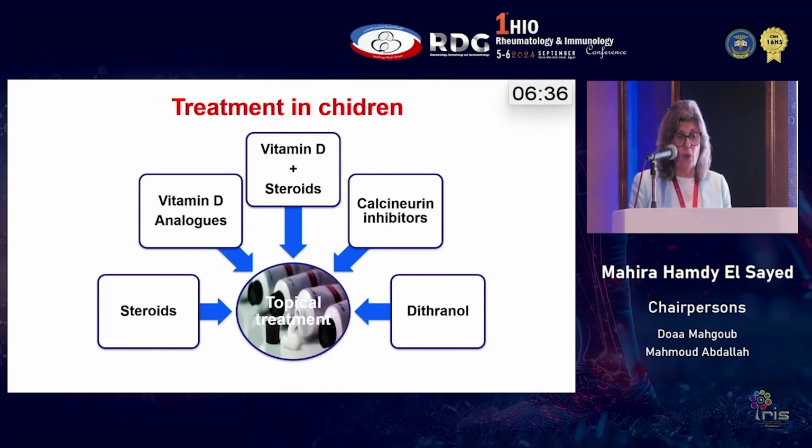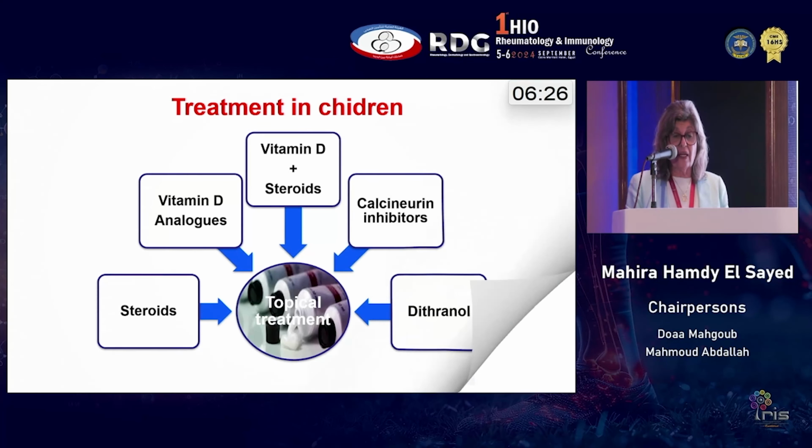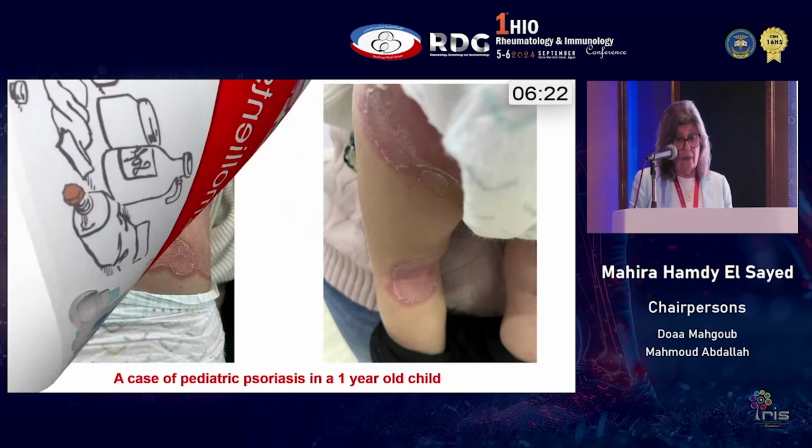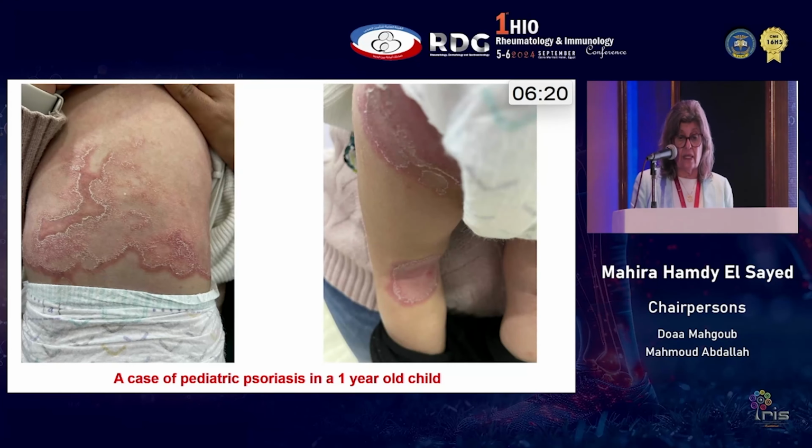Topical treatments, you all know: steroids, vitamin D analogs and steroids, calcineurin inhibitors, dithranol, but you have to be careful, especially with vitamin D analogs in sensitive areas and in very young children. Emollients are great. Sometimes I only use emollients, like this one-year-old child that came to me.